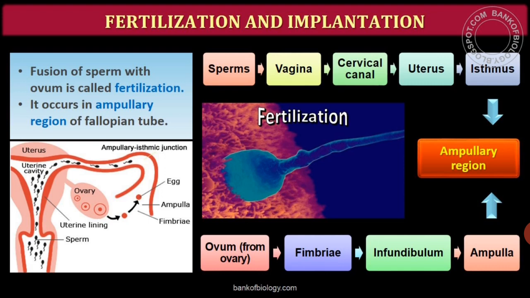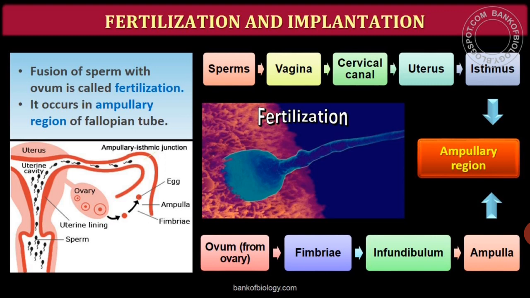So the sperms deposited in the vagina will move to the cervical canal. Then from there they will go to the uterus, and from there to the isthmus. These are all parts of the fallopian tube. Then they will reach the ampullary region. Now, for fertilization you do not require only sperms. You require an egg also, and you all know very well that the egg is released from the ovary.